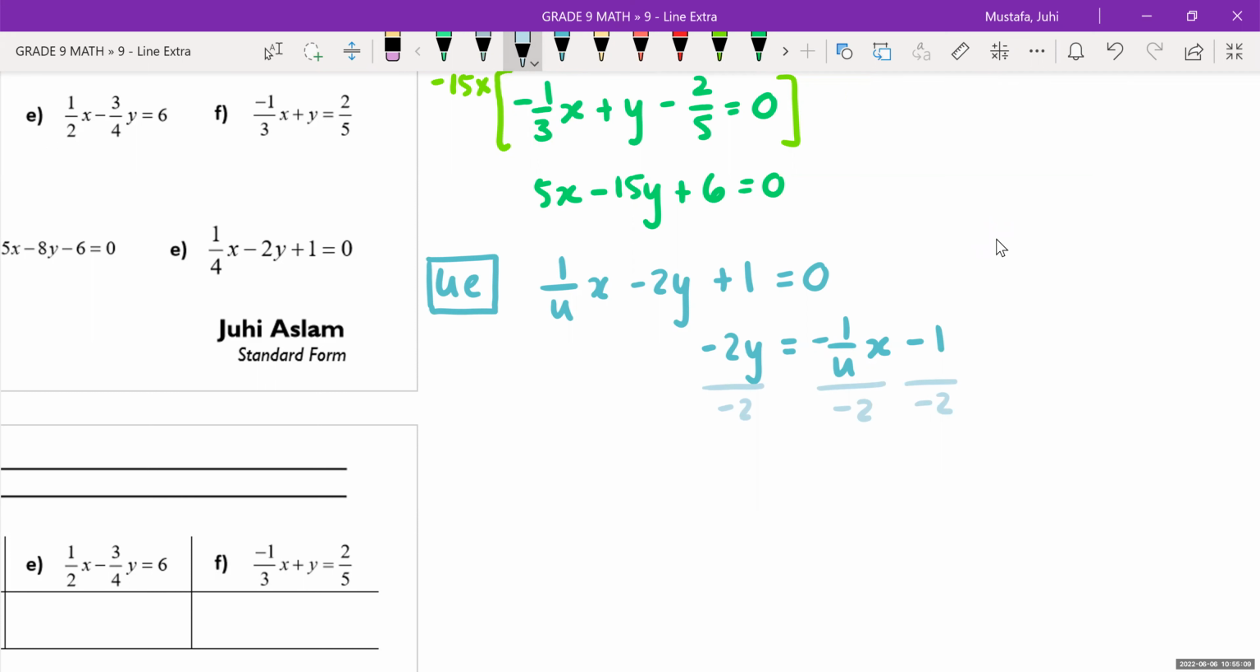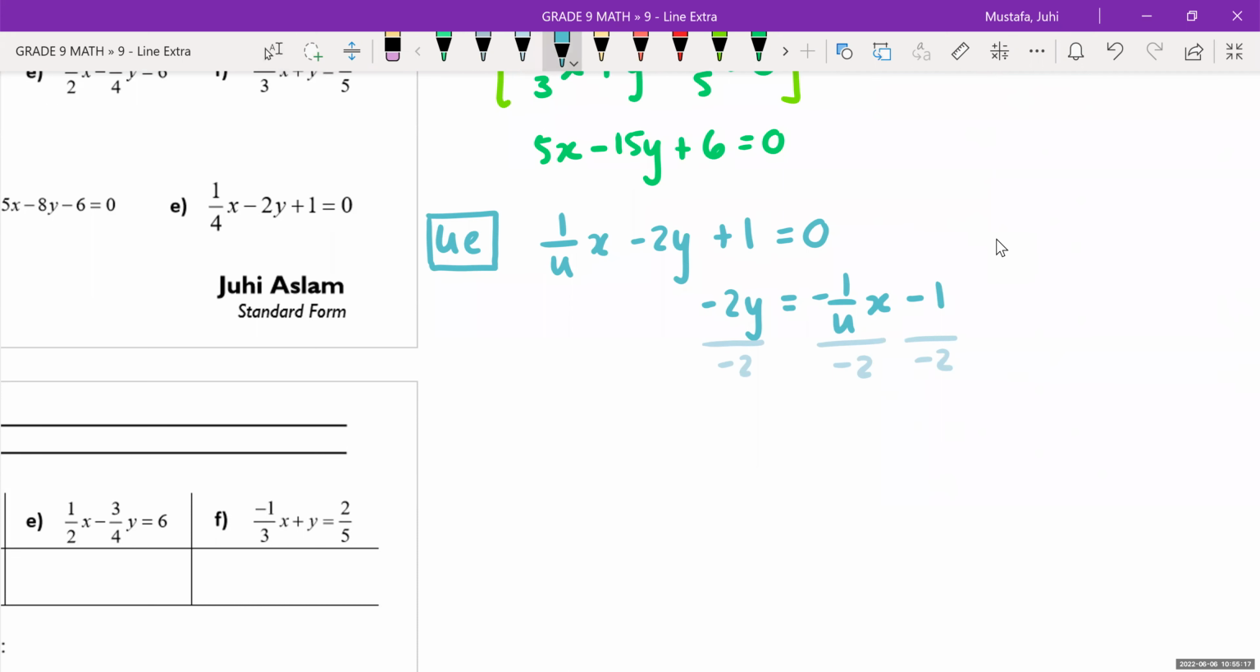Another way to have done this question is you could have used the magic number right in the beginning and gotten rid of the fraction and then done everything. I think maybe that would have been a little bit easier, but that's okay. Now we're committed to this.